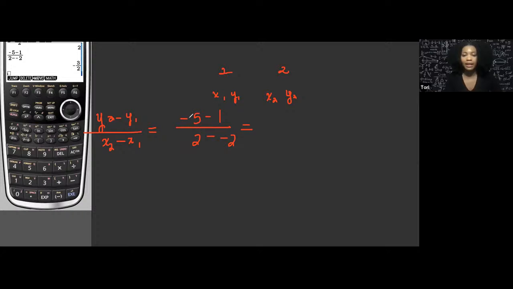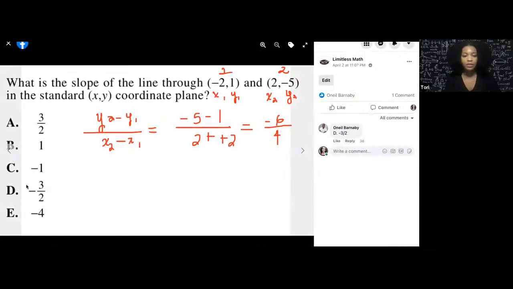Right? If you did it by hand, you could do -5 minus 1 is -6. 2 minus -2 turns into +4, and then you can reduce this -6/4. Your calculator will do that as well. If I do -6/4, it will simplify it for me, if I type it in correctly. So that is the correct answer to the last one, -3/2, which is D.